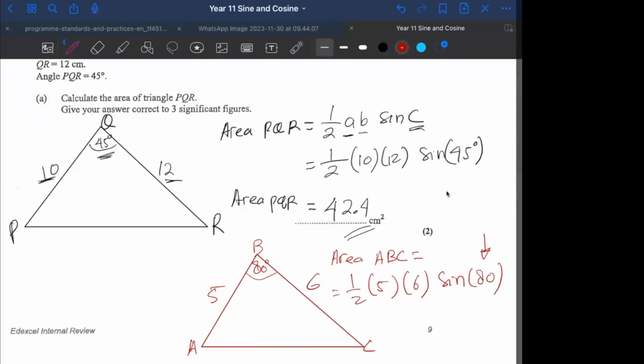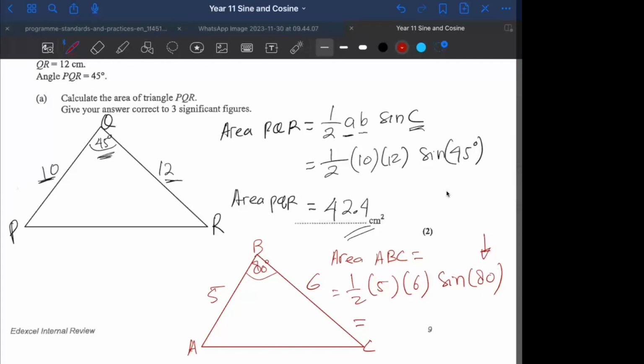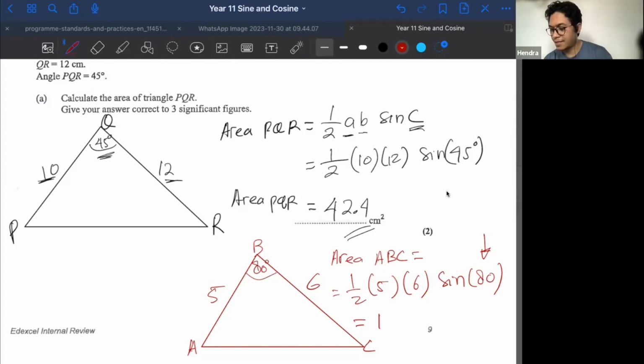Hold on. 0.5. Okay. 14.7 or 14.8. 14.8. Yes. Okay. That's good.